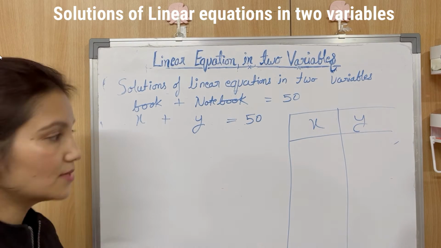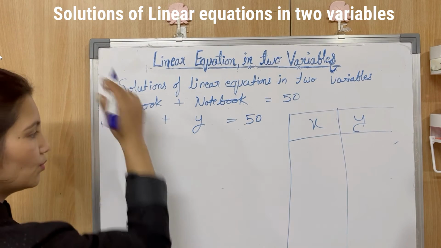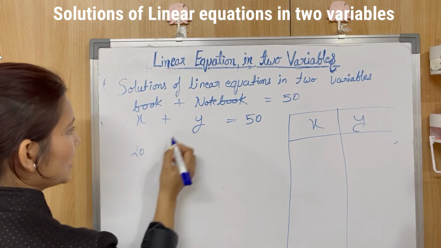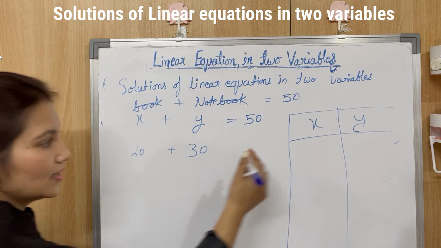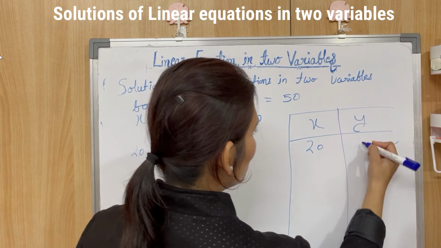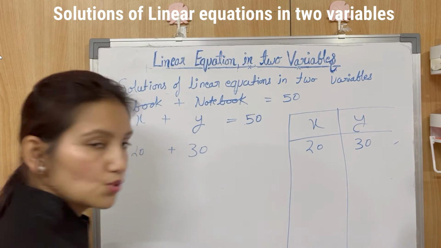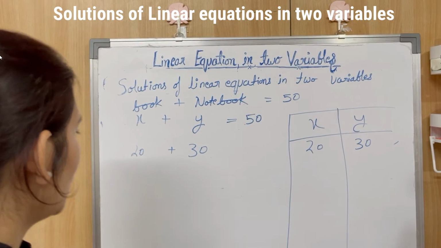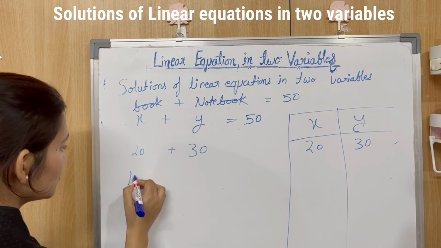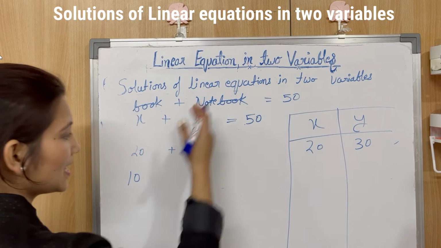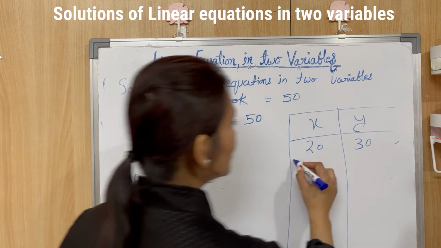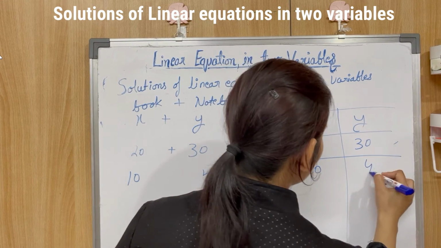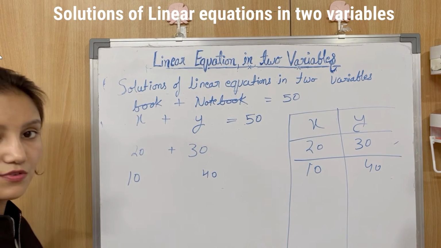It is possible that the book would be of 20 rupees and the notebook is of 30 rupees. So these are the two values, right? x can be 20 and y can be 30. What can be another possibility? The cost of the book was 10 rupees and the notebook was 40 rupees. So this is another solution that will satisfy the equation. 10 plus 40 is 50.